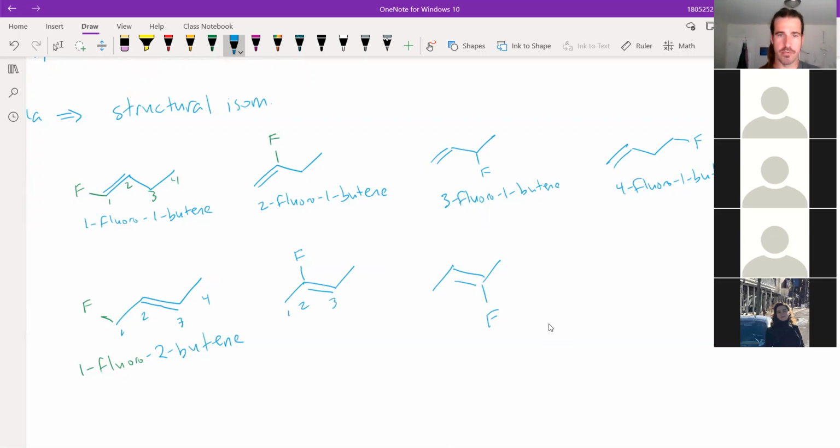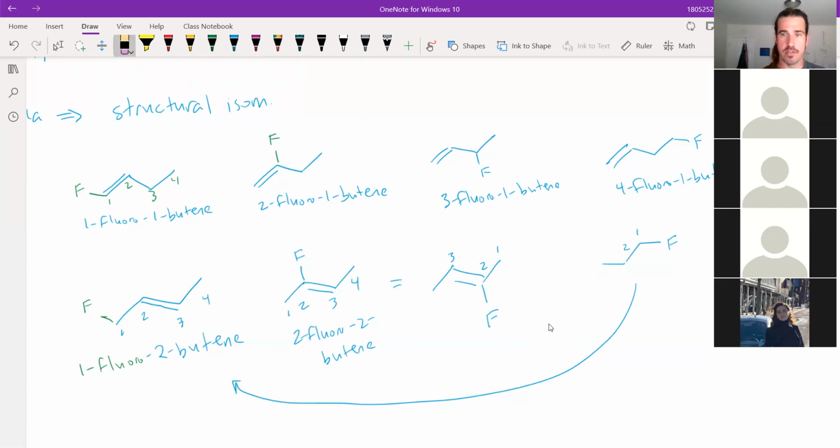So this would be like 2-fluoro-2-butene. No, it's the same, because I would just number it from this side, right? So there's no such thing as 3-fluoro-2-butene. And if I did that, that's actually the same as this one, because I would just number it from here, right? Make sense?